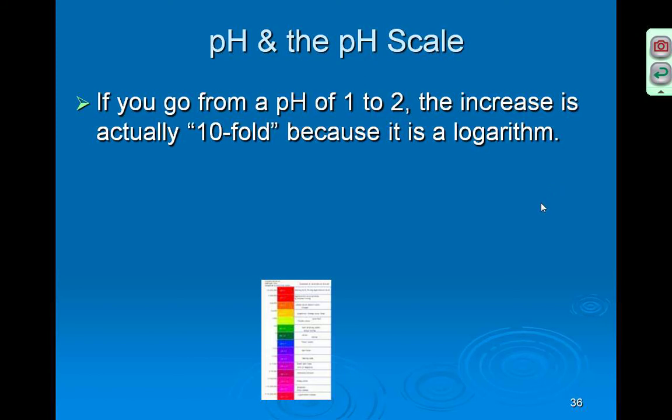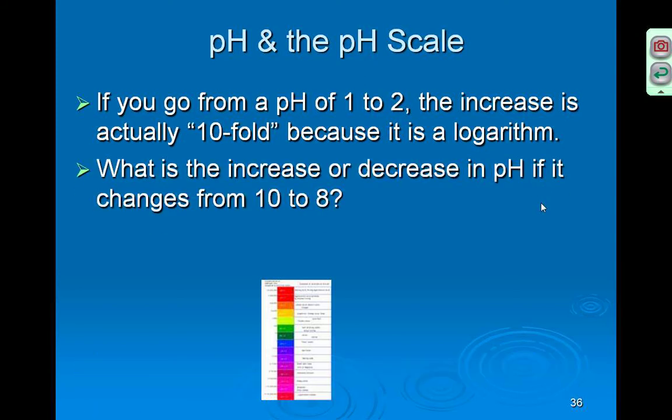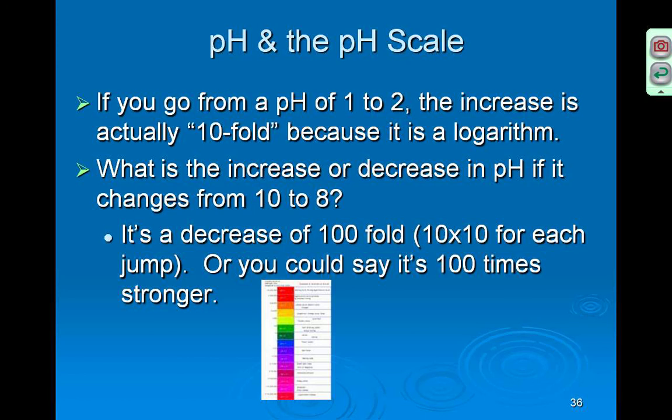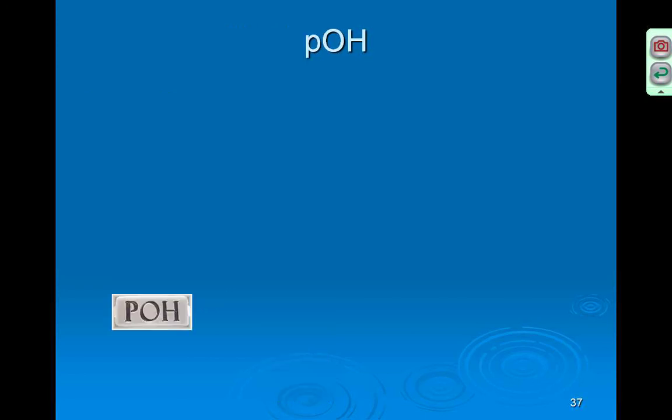pH and the pH scale. If you go from a pH of 1 to 2, the increase is actually tenfold because it's a logarithm. So what is the increase or decrease in pH if it changes from 10 to 8? It's a decrease of 100-fold, a 10 times 10 jump for each jump, or you could say it's 100 times stronger. You could say it's 100 times less basic or 100 times more acidic.